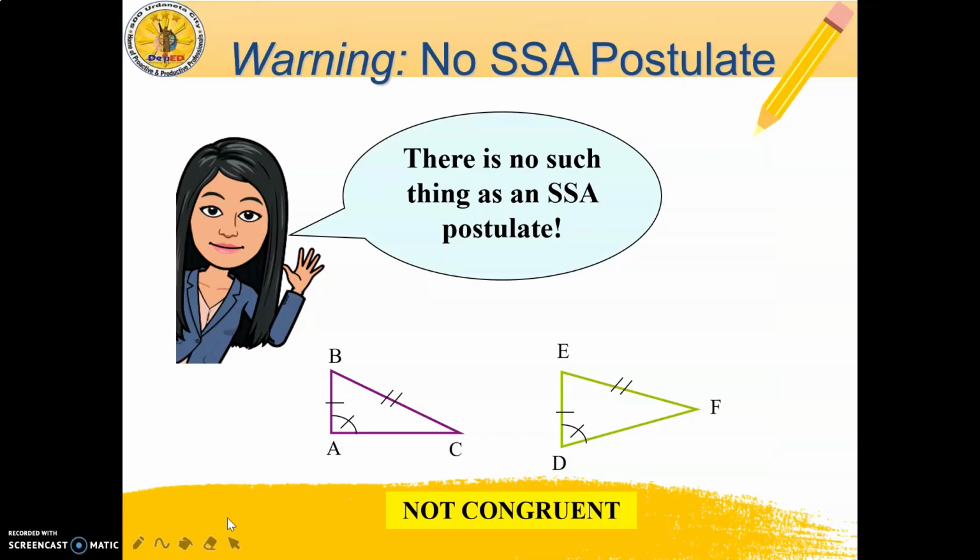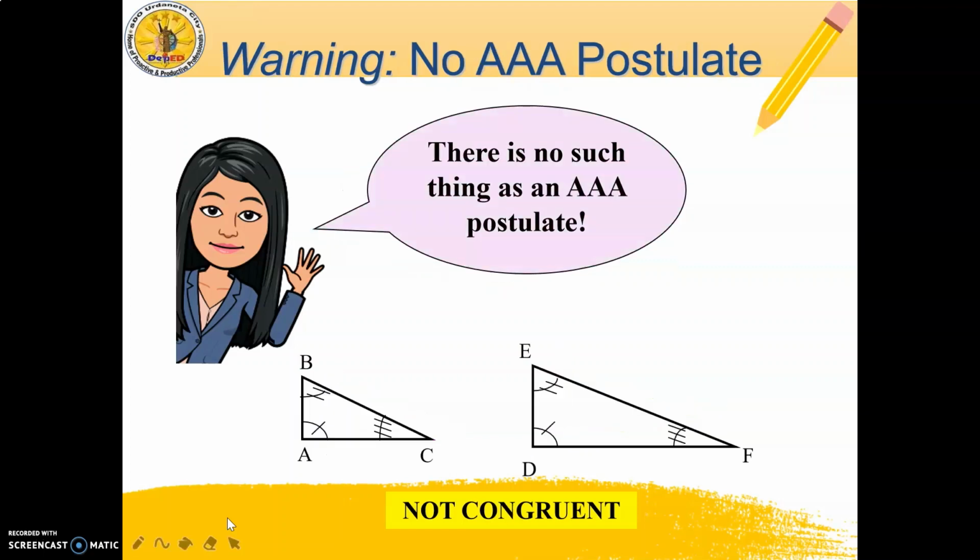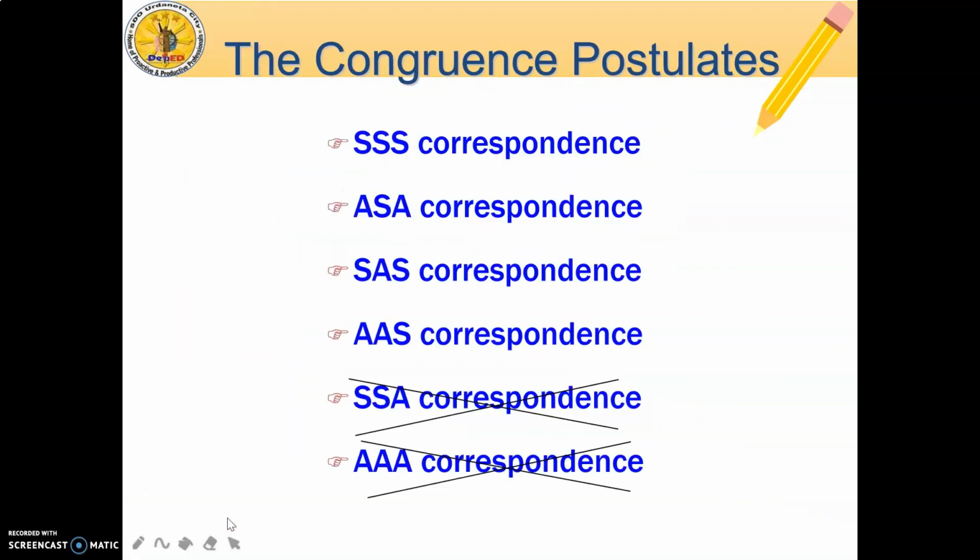So, always take note that there are only three postulates and one theorem to be used in proving triangles congruent. There is no such SSA postulate and AAA postulate. In summary, you can use any of these four to prove triangle congruence. Note, however, that there are only four, not six. We don't have SSA and AAA correspondence.